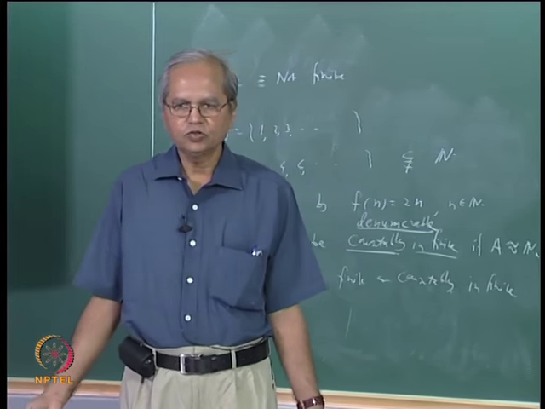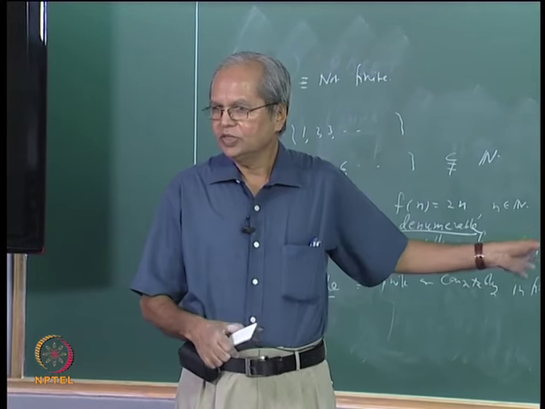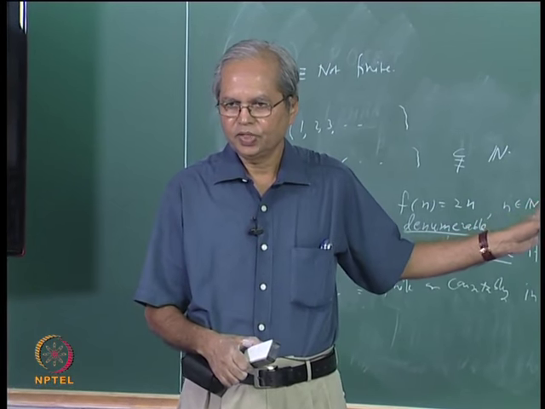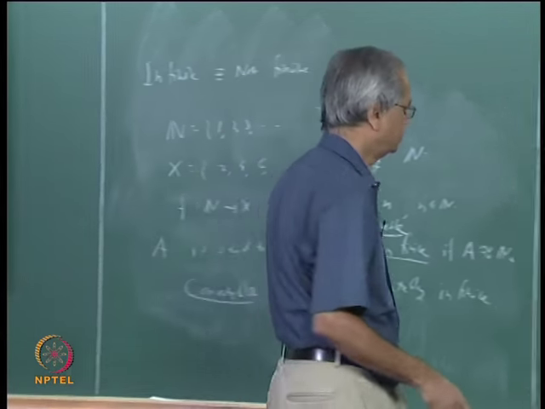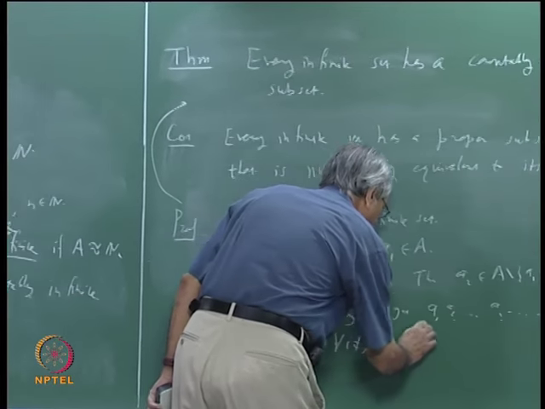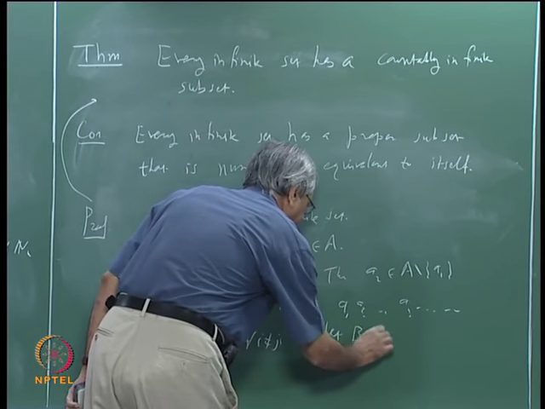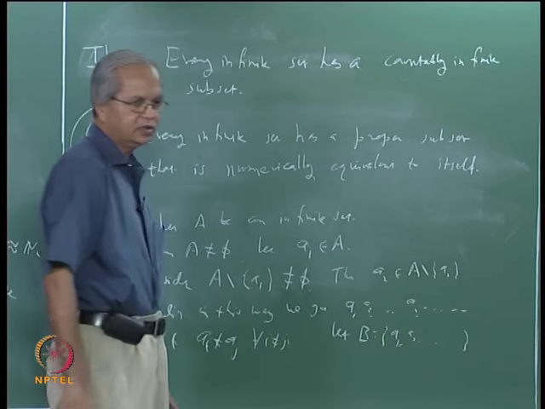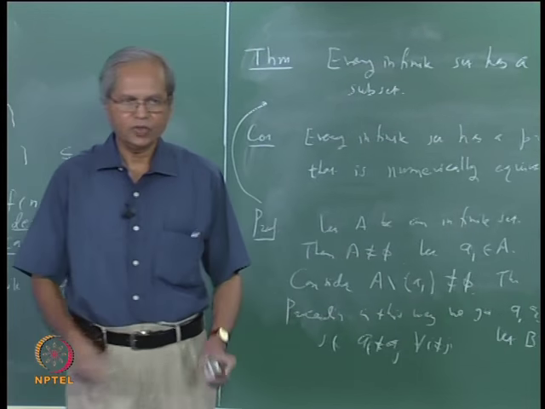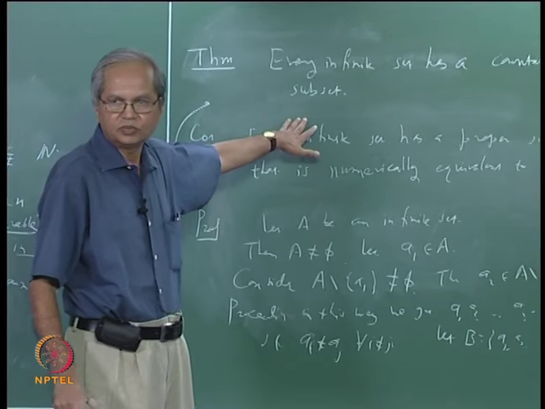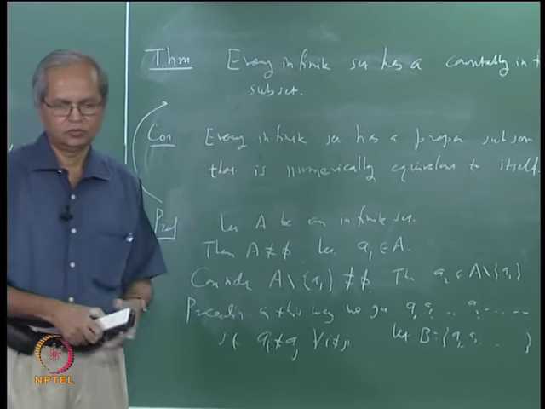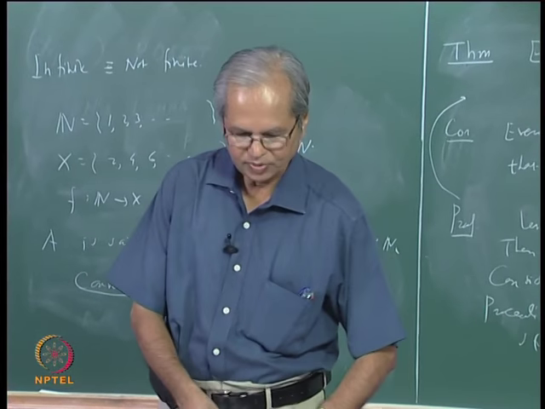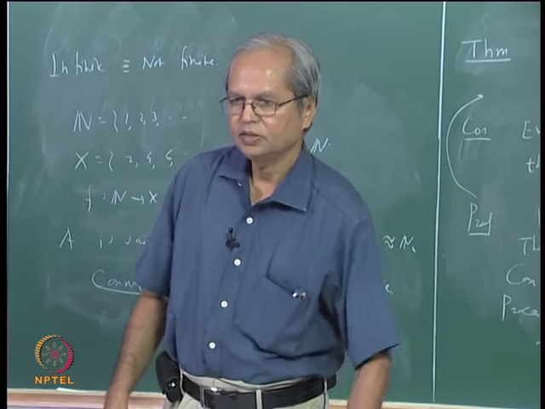Now, what is the next thing to do? You just collect all these elements A1, A2, ..., An; that is a countably infinite subset of A, right? So let B be equal to {A1, A2, etc.}. Then B is a countably infinite subset of A, and that completes the proof of the theorem. All right. We will stop with that. We will consider some more properties of countable sets, etc., in the next class.